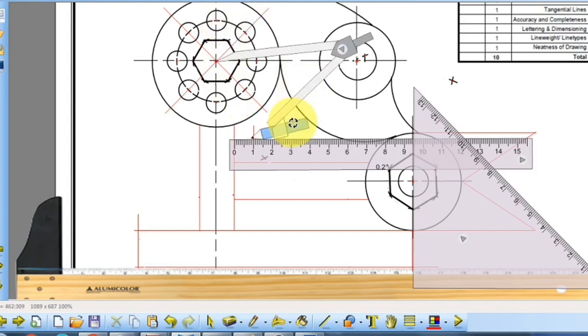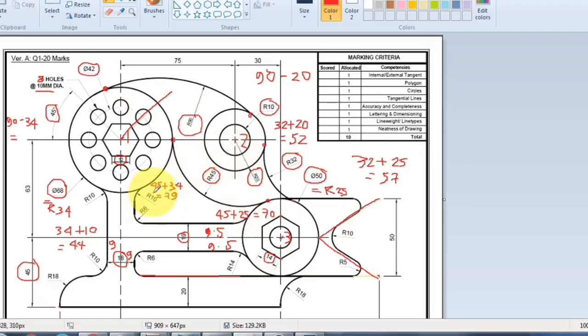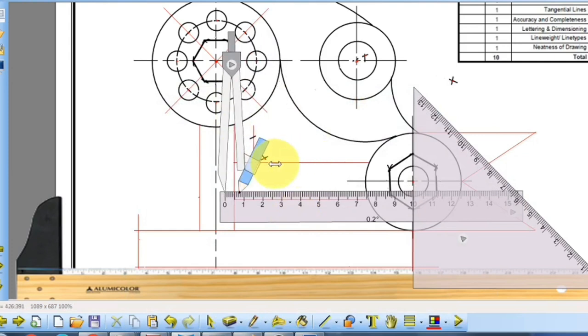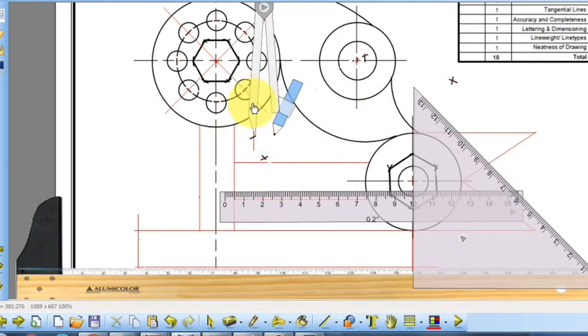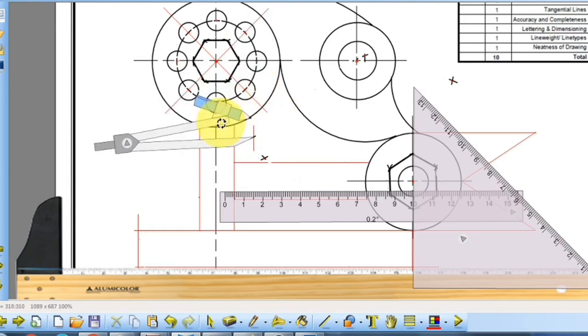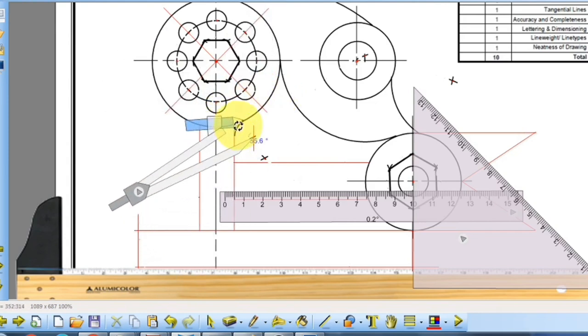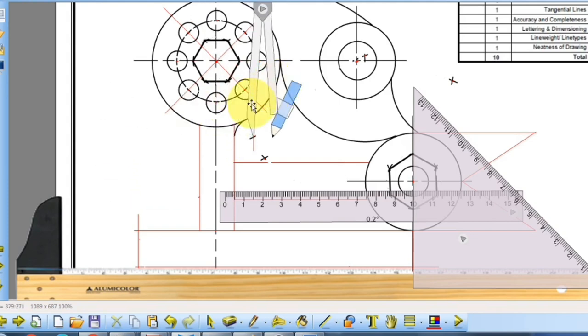Okay. Now we are going to draw an arc, a very little arc. Okay. Now we have our center point, and now we can open the compass to radius 10. Okay. So radius 10, and then this is our center, and now we can draw this one. Yeah, it's touching. Perfect. Okay, and then do the same for the left side.